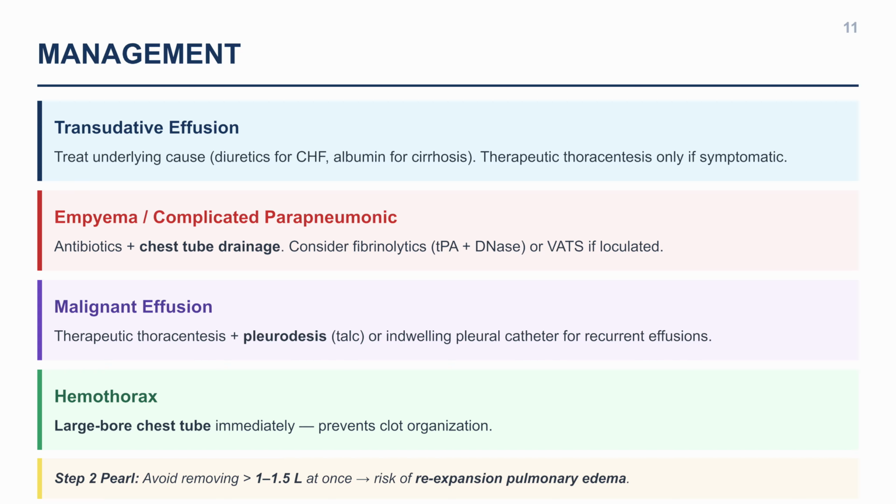Step 2 Pleural. Never remove more than 1 to 1.5 liters of fluid at a single thoracentesis. Draining too much too fast risks re-expansion pulmonary edema, which can be life-threatening.